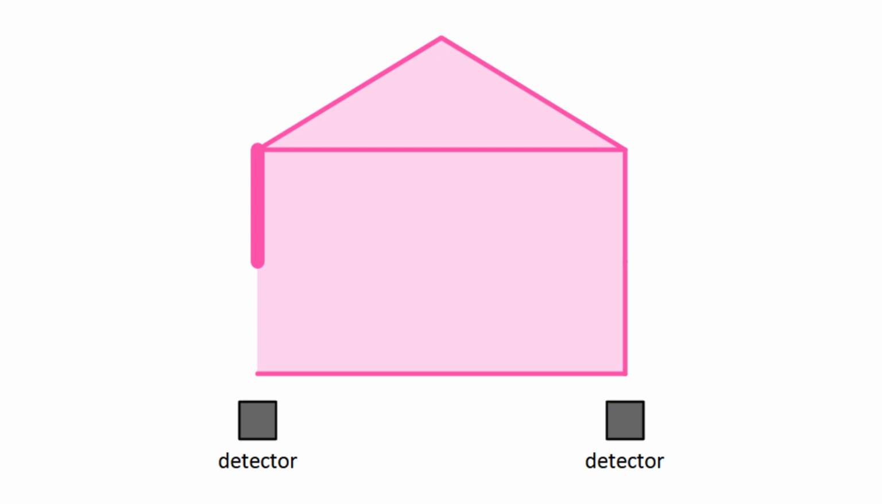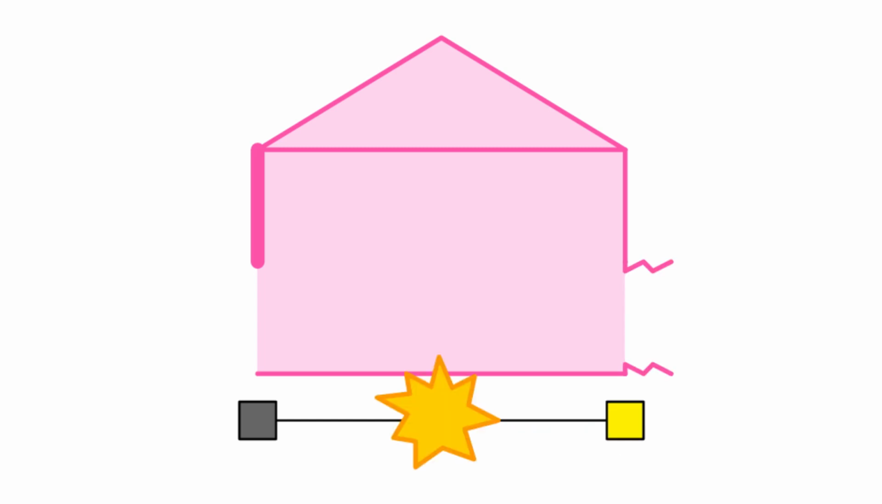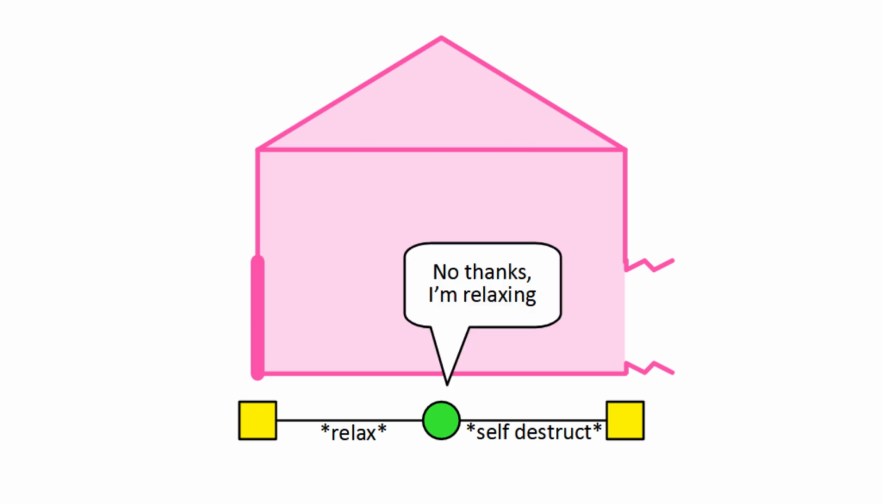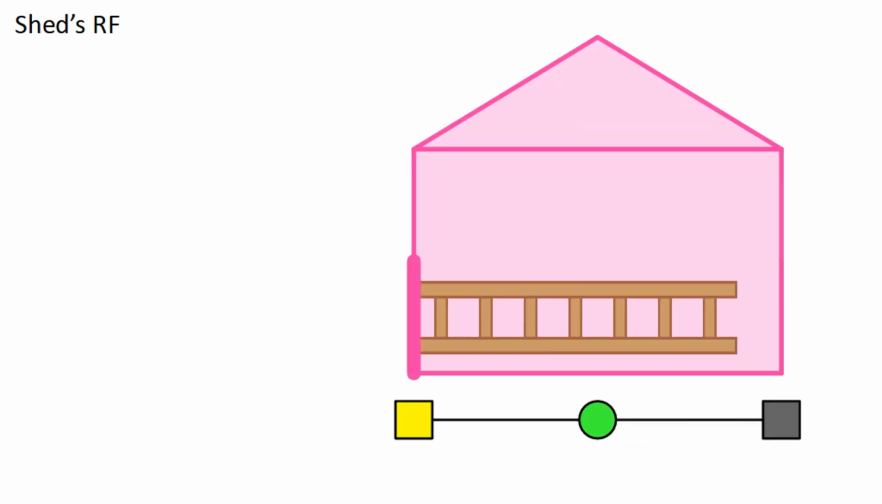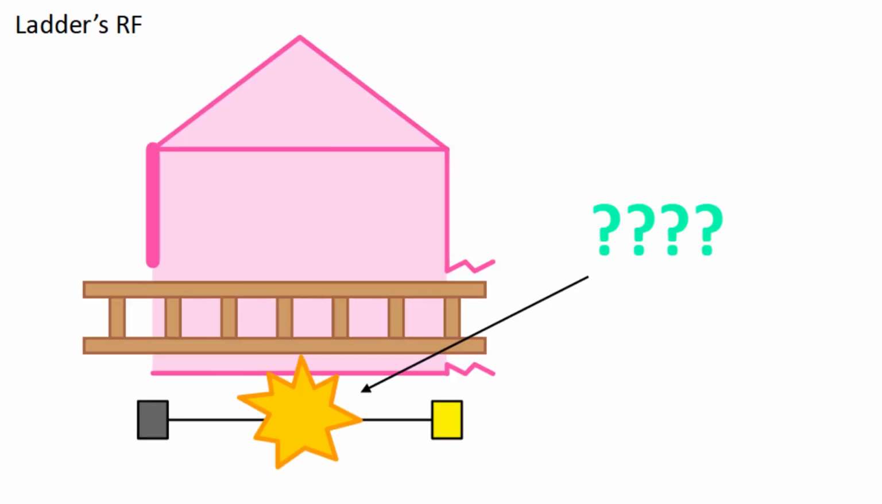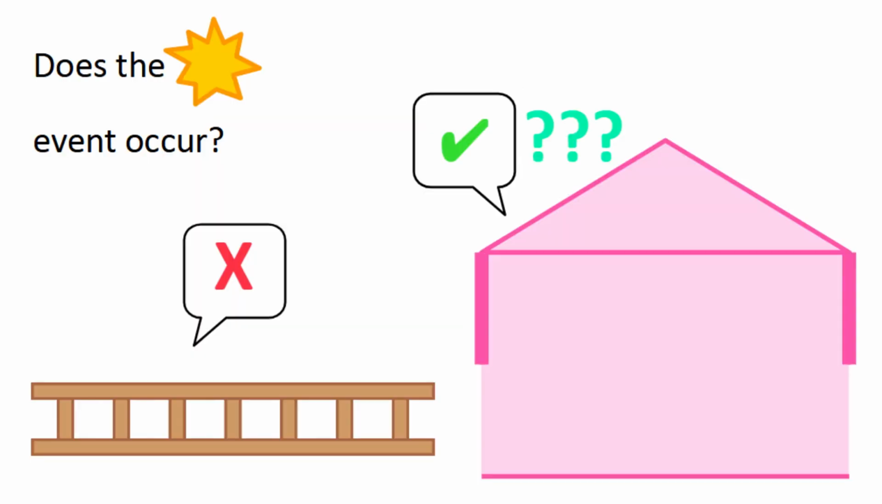They're connected to a finite state machine, or FSM, in the middle. When the wall breaks, it sends a self-destruct input, but when the door closes, it sends a relax input, which puts the FSM into the relaxed state, and if it gets a self-destruct input while in the relaxed state, it does nothing. In the shed's perspective, the ignore input happens first, but in the ladder's perspective, the self-destruct input happens first. So surely this means the FSM self-destructs in the ladder's reference frame, but not in the shed's.